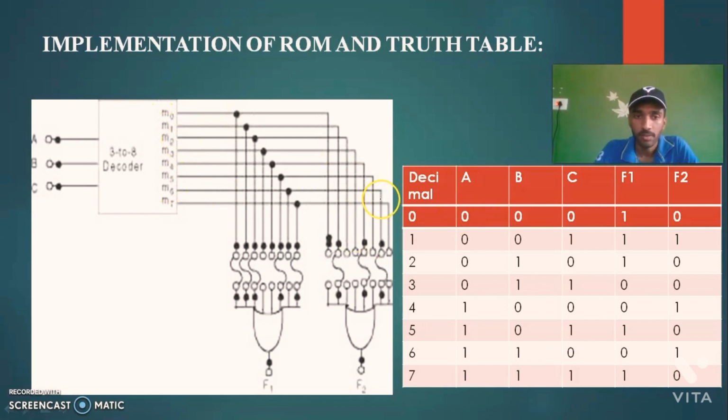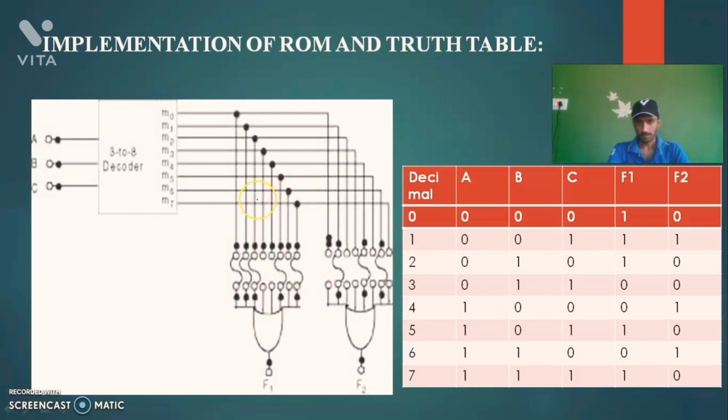Also here you can see that the OR gates' inputs are not the same. For the given expression F1, the OR gate has 1, 2, 3, 4, 5 inputs, and for F2 this OR gate has 1, 2, 3 inputs. So by the picture we come to know that in a ROM there are OR gates where we are not going to restrict the number of inputs.